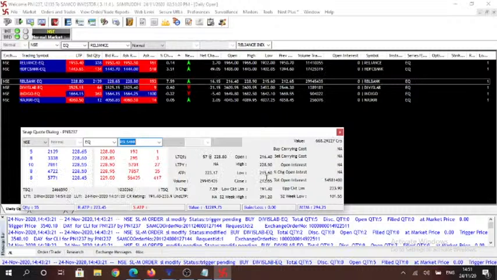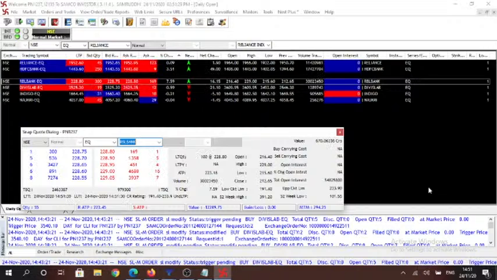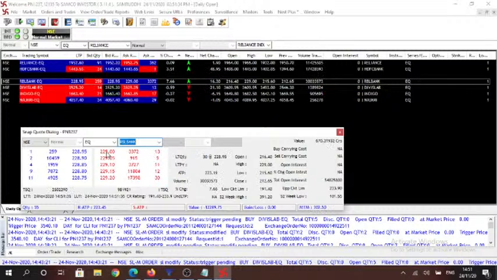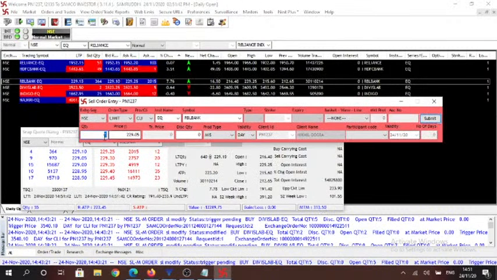Market is up, our RBL Bank is at day's highs now. It's going up. I'll start squaring off this position now partially. Five shares I'll square off at 230.75.